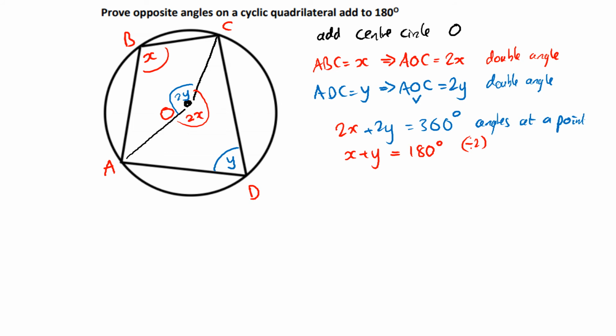But look back to what we said. We said ABC is X and we said ADC is Y. So therefore, we're saying that ABC plus ADC are equal to 180 degrees. Opposite angles add up to 180. Boom, another circle theorem proved. Okay, 2 to go. Let's crack on.